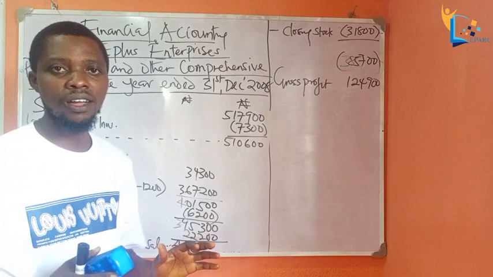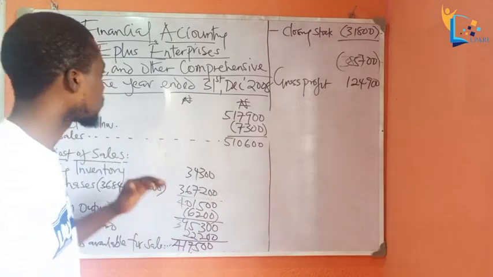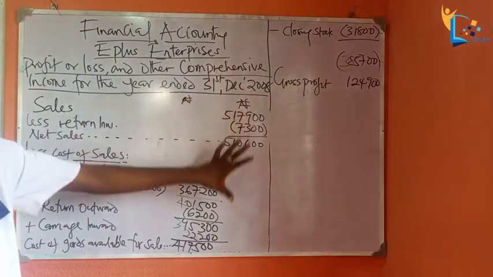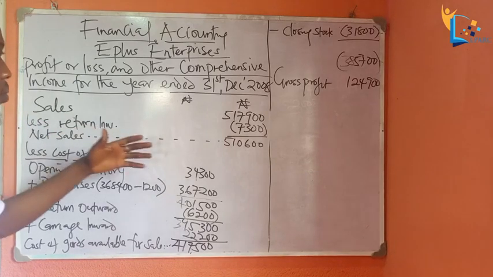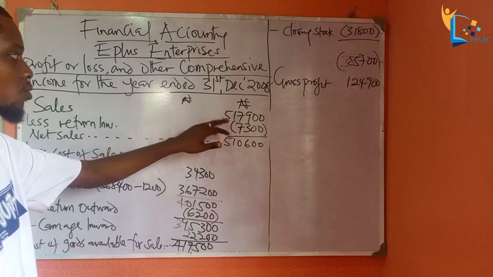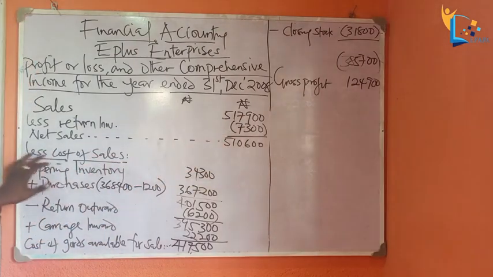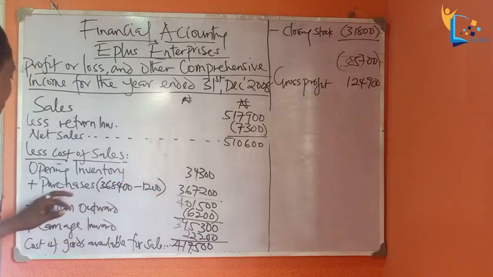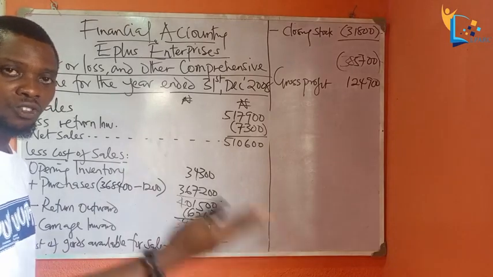Okay, again, let me just run through what we've just done, so that you have a clearer understanding. So these are profit or loss and other comprehensive income that we're trying to solve here. Okay, so this is sales. These are our sales. Then you less sales return or return inwards. Out of this amount that we sold, some amount will return to us. So we deduct it from the sales to get our net sales. Then less cost of goods sold. Now opening inventory, that is also known as opening stock. Then you add your purchase. You have an opening inventory, then you bought some goods to add to it.